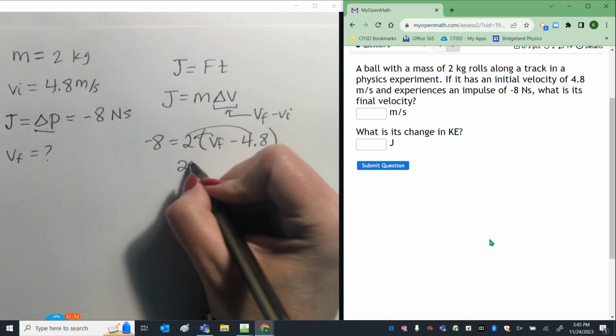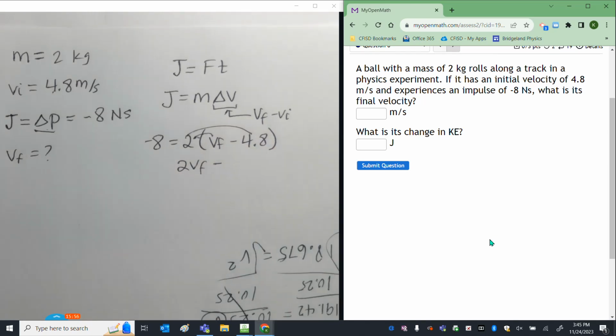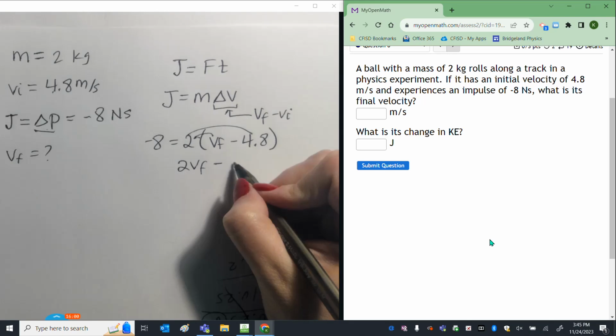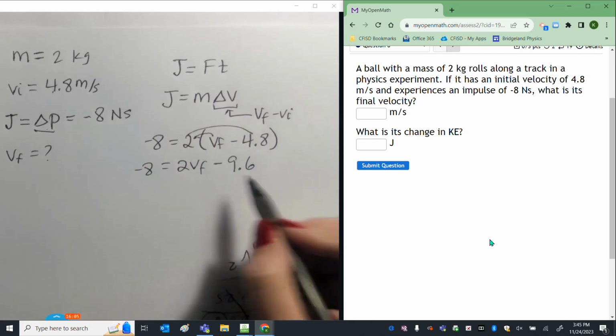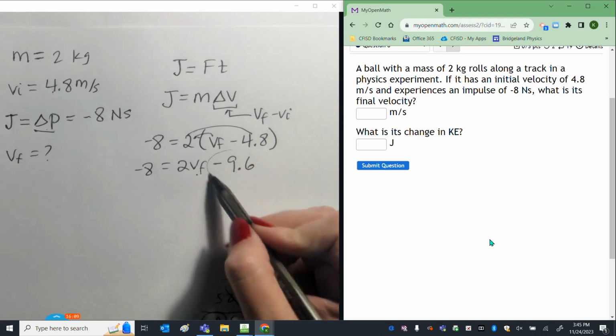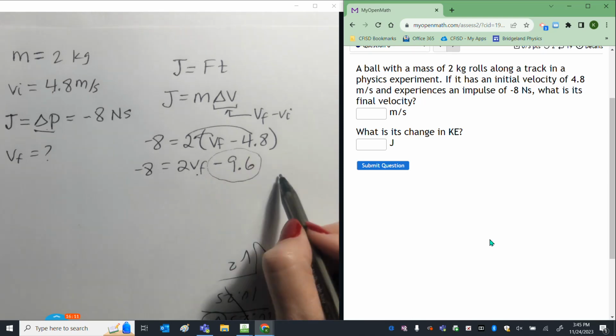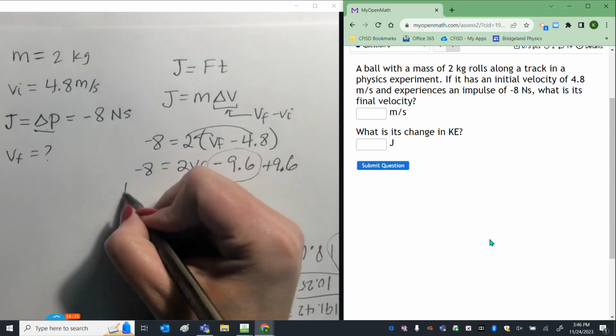So that's going to be 2VF minus 2 times 4.8, which is 9.6, and that's all equal to -8. Again, I need to solve for this, so I need to get this by itself. The first thing I've got to do is move this. Right now it's being subtracted, so we're going to add 9.6 to both sides.